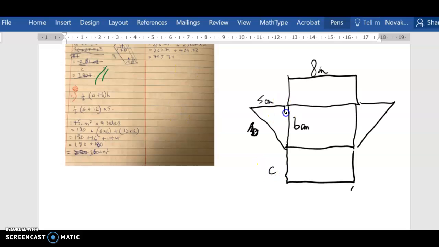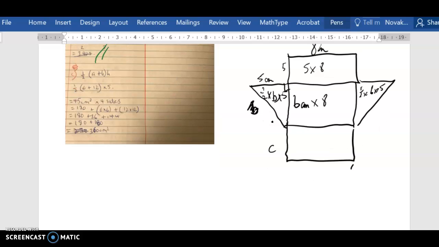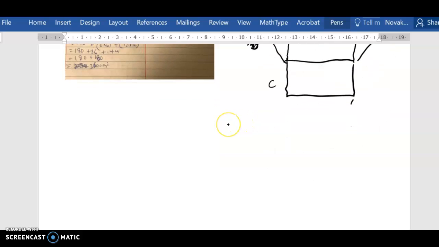So we can see that these two are fairly straightforward. This one is also 5. This is 5 by 8. This one is 6 by 8. This one is half times base, which is 6 or 5, times the height of 6 or 5. And we need to go away. So the calculations would look like this.